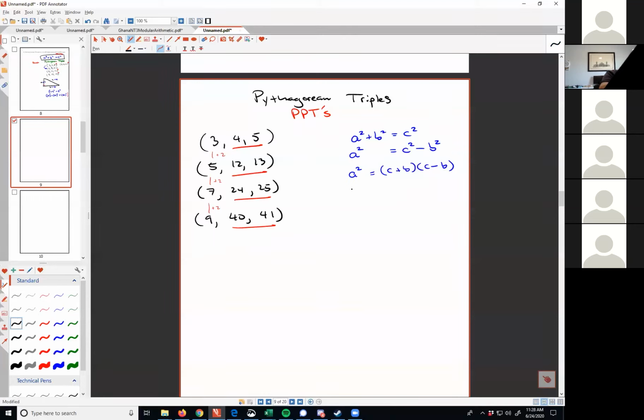For all of the ones that I've written on this page, what I did is I picked out examples where c minus b equals 1. And then notice what c plus b equals. What's 4 plus 5?